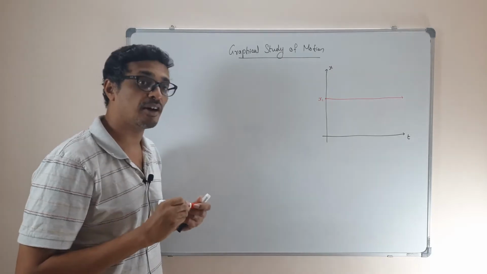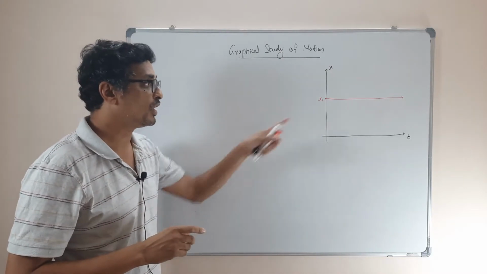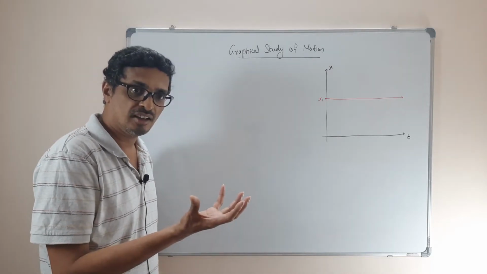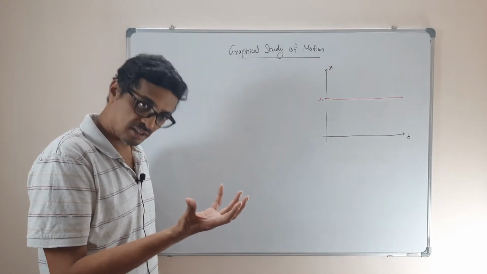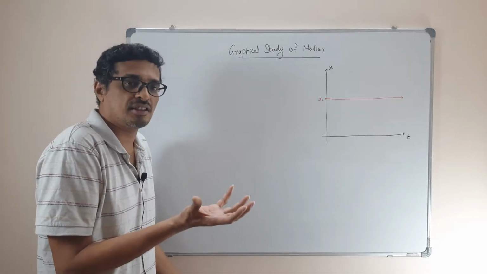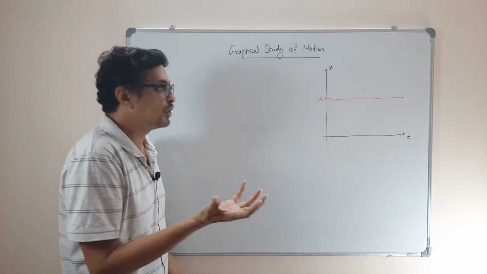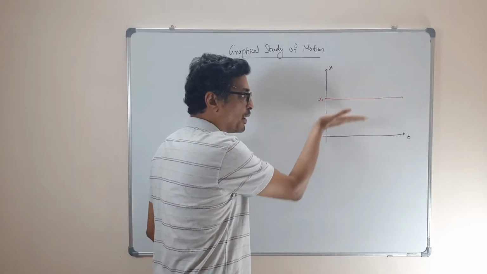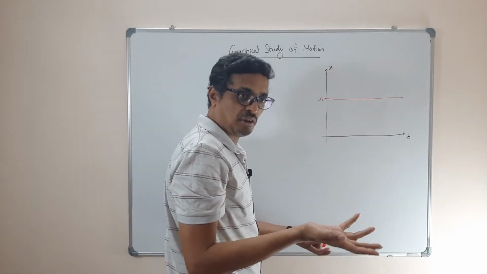Suppose I ask you what is the velocity of this object now? Velocity will be 0, right? 0 for the straight line. Velocity and speed, they both are 0. And what is velocity? Nothing but the slope. Am I right? What is the slope of a line parallel to the x-axis? 0.